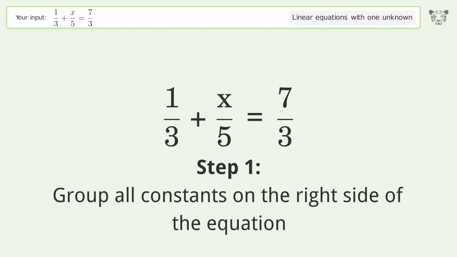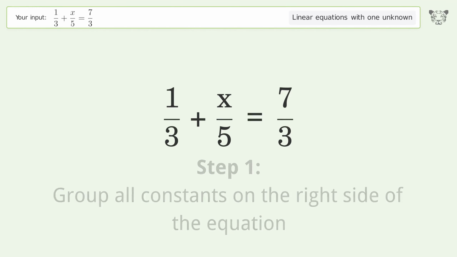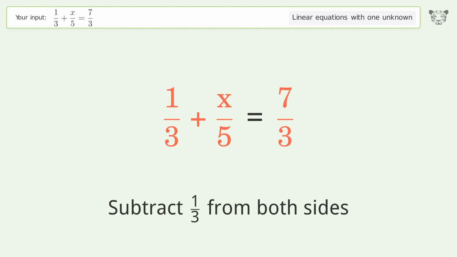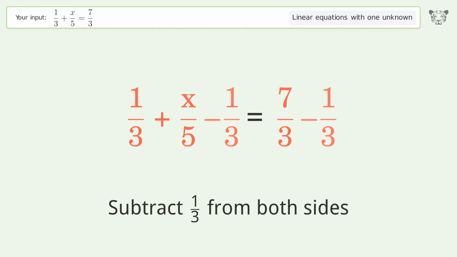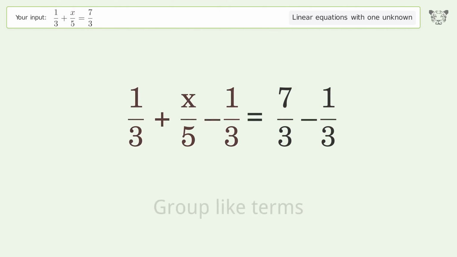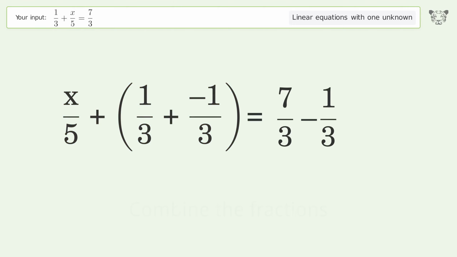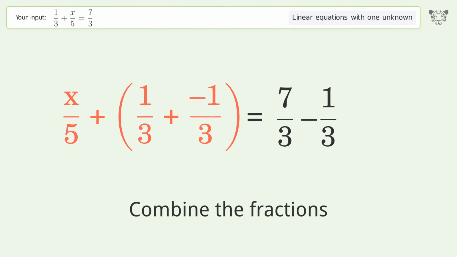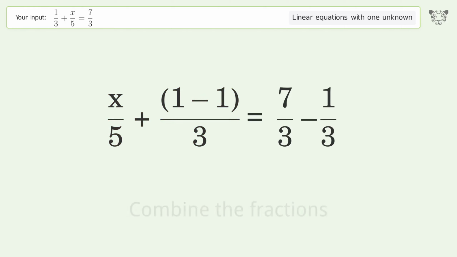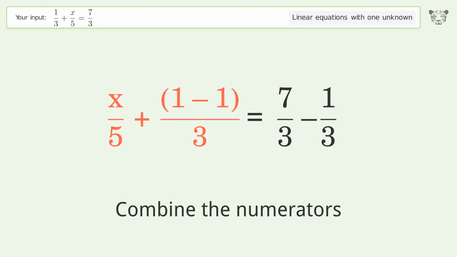Group all constants on the right side of the equation. Subtract 1/3 from both sides. Group like terms. Combine the fractions. Combine the numerators.